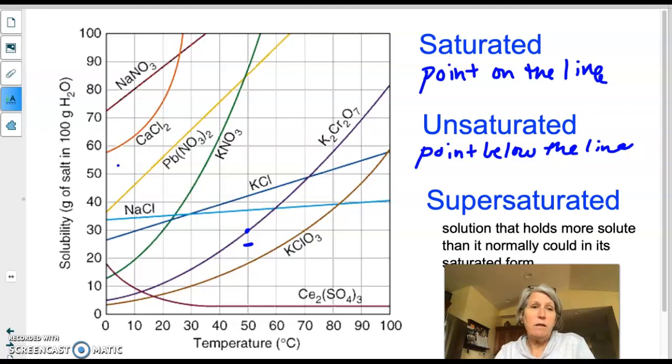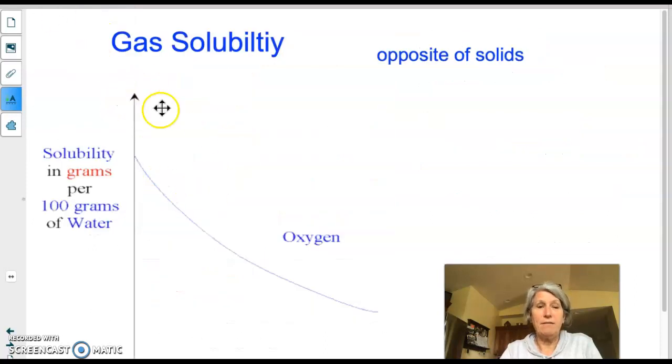Okay, so in the last video we had just talked about saturated and unsaturated solutions and how to interpret them with a solubility curve. These are solubility curves for solids, and generally you will notice that as you increase the temperature, the solubility, how much solute can dissolve in 100 grams of water, which would be the solvent, increases generally, right?